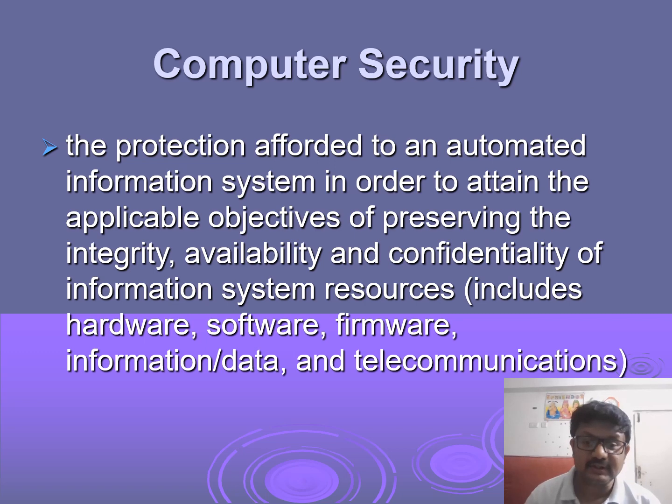So, what is computer security? We can define computer security as the protection afforded to an automated information system in order to attain the applicable objectives of preserving the integrity, availability, and confidentiality of information system resources, which includes hardware, software, firmware, information or data, and telecommunications.